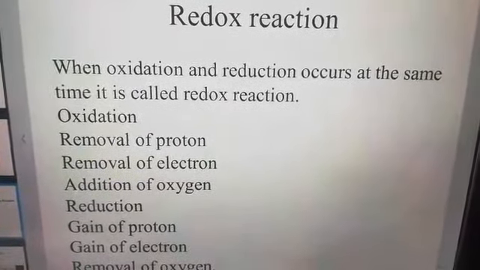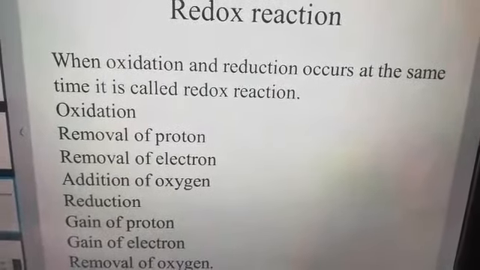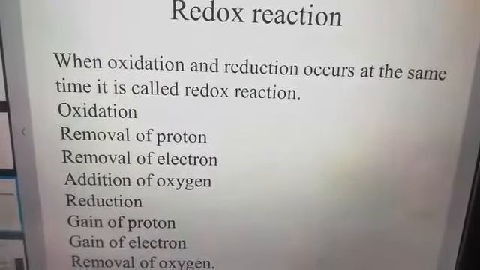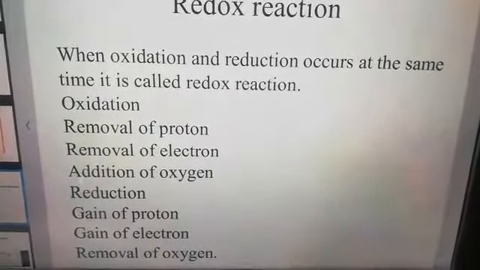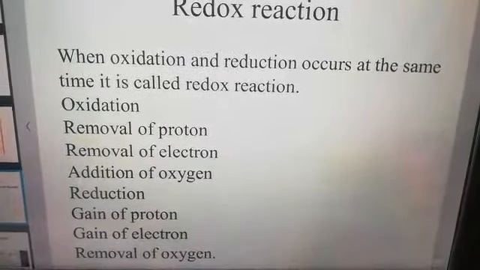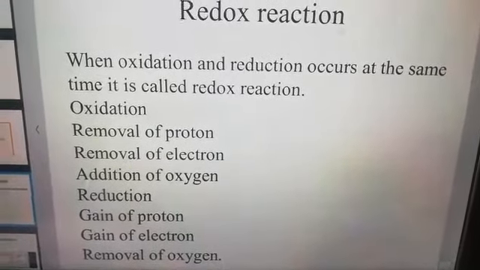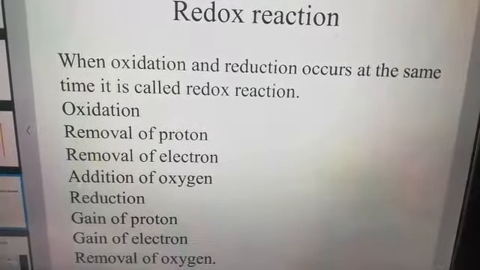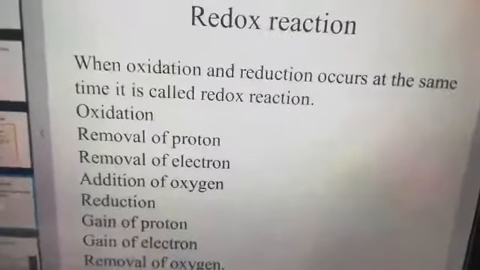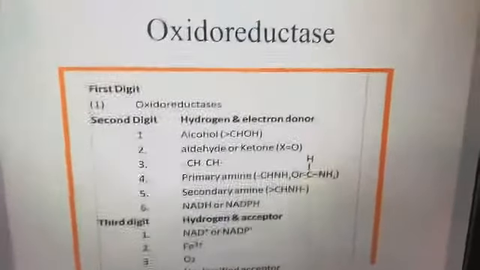Now let us understand what is oxidation. Oxidation can be defined in 3 different ways. It could be removal of proton, removal of electron, or addition of oxygen. In the same way, reduction is gain of proton, gain of electron, or removal of oxygen. If both the processes, oxidation and reduction, occur at the same time, that reaction will be referred to as redox reaction.